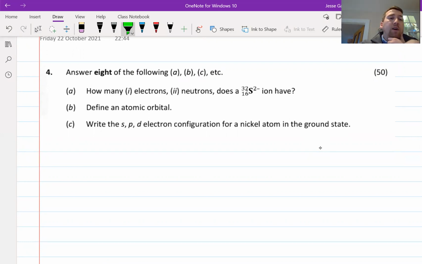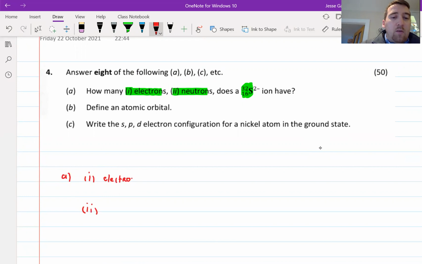All right, so let's look at part 8. It says how many part 1 electrons and then part 2 neutrons does this thing have? A mistake you can make here is to just do the electrons and forget that you had to do the neutrons. So the first thing I'm going to do is write down A, and write down part 1 and part 2, so I can't forget. Part 1, I'm going to get the electrons, and part 2, I'm going to get the neutrons. That's really the only mistake you can make here.